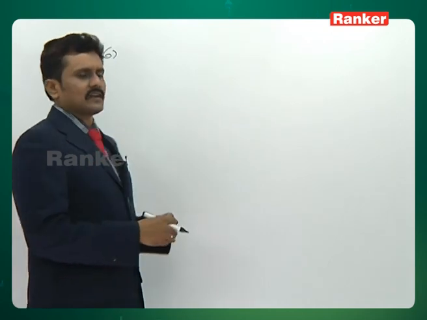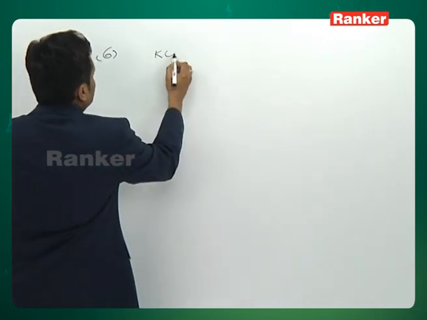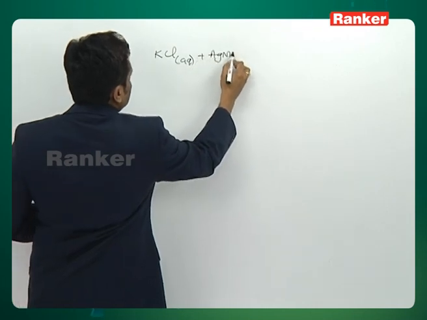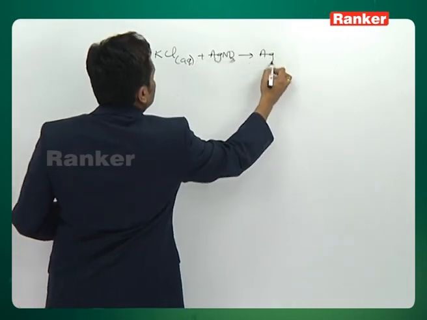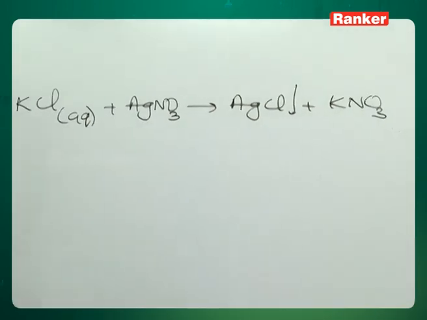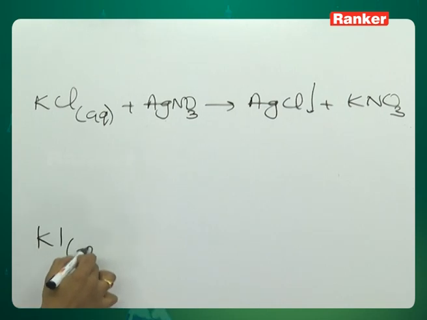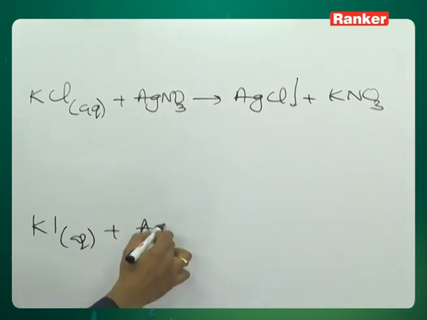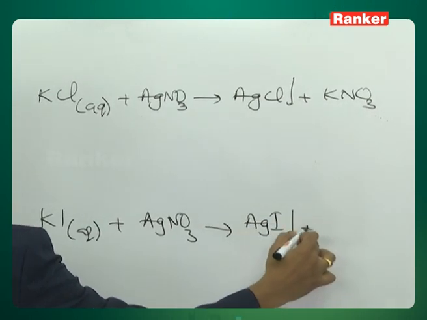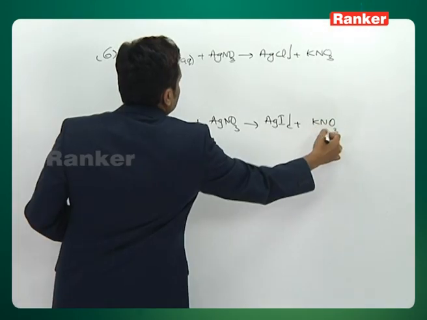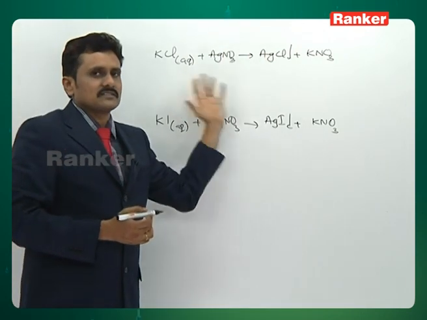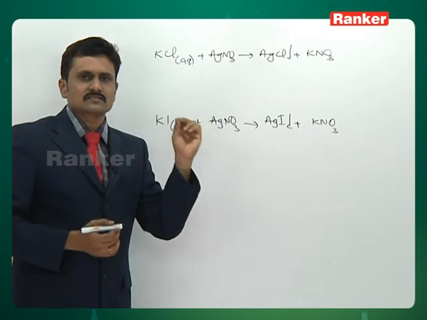In this problem, we have potassium chloride. Its aqueous solution is treated with silver nitrate to give AgCl, a white precipitate, and potassium nitrate. Likewise, you have a solution of potassium iodide which is treated with silver nitrate again to give, this time, silver iodide and potassium nitrate. So you have to write the concerned reaction and then see whether all the elements on both sides are matching or not. I mean to say, whether this equation is balanced or not.